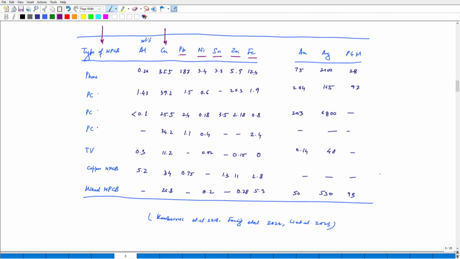So gold and silver are also present depending on what type of PCB we are looking at. Mobile phone PCBs can have silver, PC PCBs can have gold and silver. So depending on what type of waste we are looking at, we will have a wide range of chemical composition variation, and this makes the recycling a lot more challenging. Now, which brings us to the challenges.